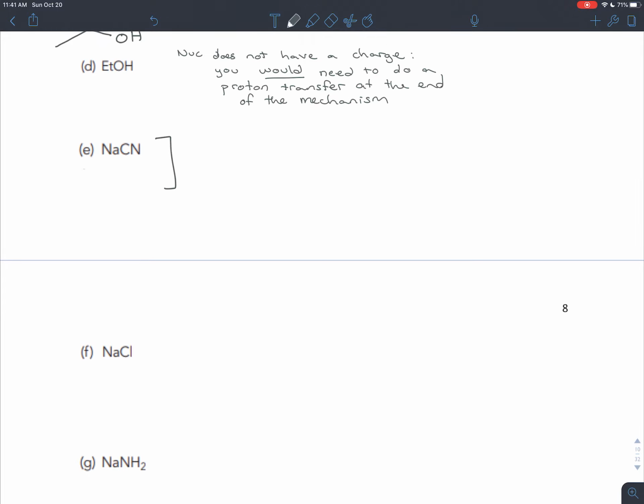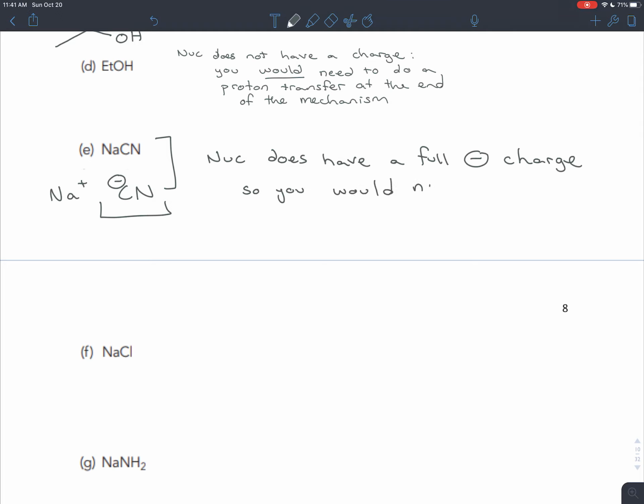Now in this next example, we have a metal and nonmetals. So this is an ionic compound. So you have the sodium with a plus charge and the CN with a minus charge. And it's just this that's your nucleophile. The sodium floats off in solution. So you'd say the nucleophile does have a full negative charge. So you would not need to do a proton transfer at the end of the mechanism.